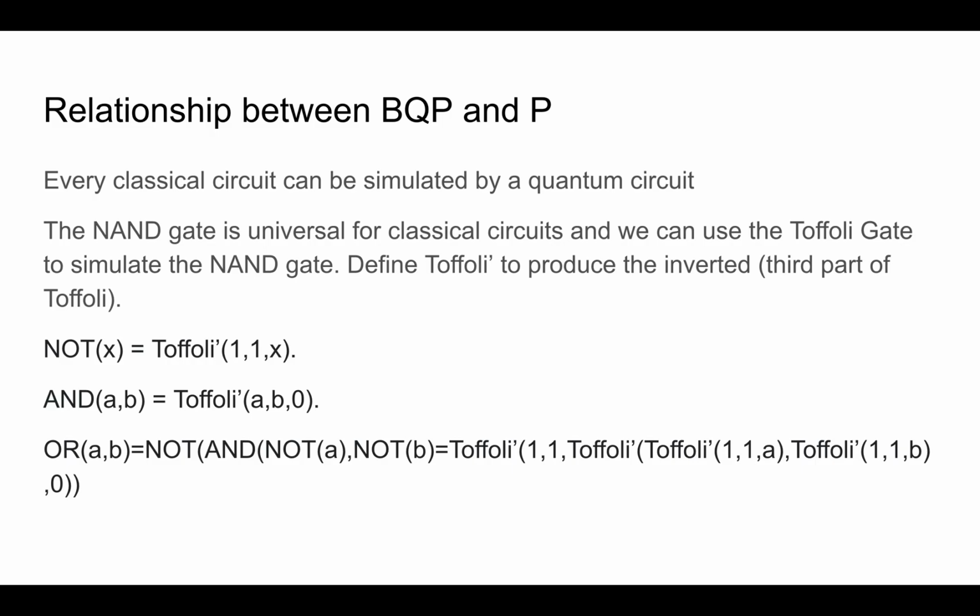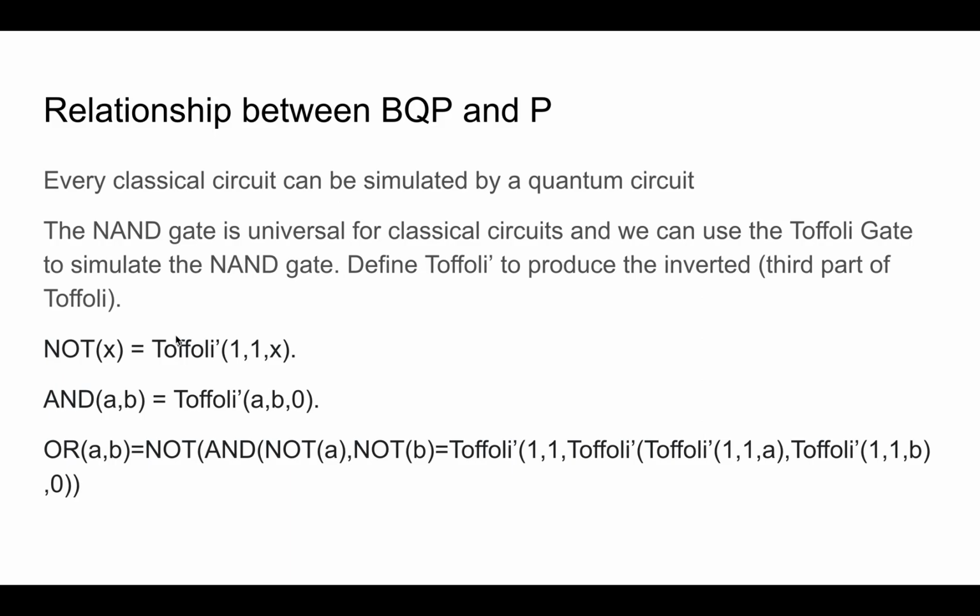Because we are only interested in the third bit, we can define a Toffoli prime, which just returns the third bit. For example, Toffoli prime of 1, 1, comma x will just return the negation of x, because the first and second bits are 1. Therefore, if we apply the Toffoli gate, it should negate the third bit, and Toffoli prime is just producing the third result.